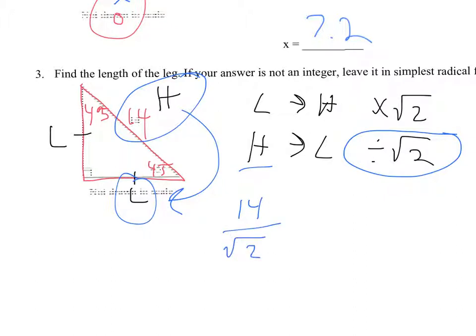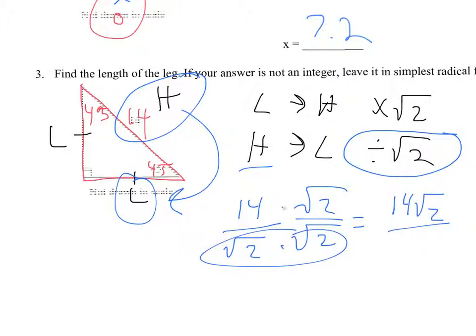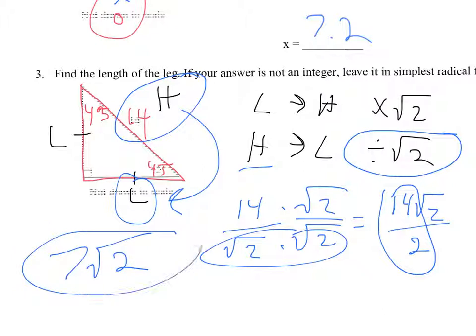You could plug that in your calculator or just multiply it by radical 2 over radical 2, which on top we end up with 14 radical 2. Radical 2 times radical 2 is going to give us 2. I can reduce this fraction. 14 divided by 2 is 7. And then I still have my radical 2, and that would be your answer for number 3.